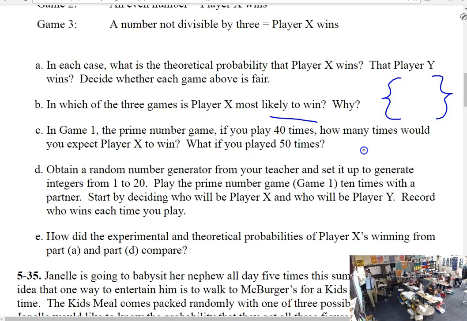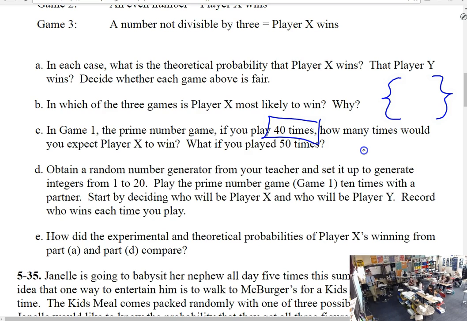If we are told we need to play the game 40 times, and I run 5 at a time, how many times do I have to run that on my calculator? 8 times, right? If I generate 10 outcomes at a time, how many times will I have to run it on my calculator? Only 4. So that's the difference. So with your partner, generate 40 outcomes.